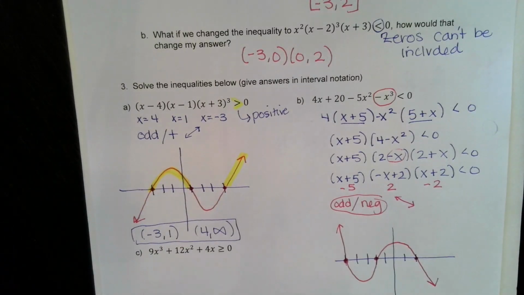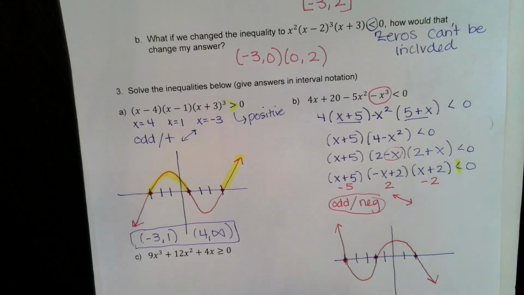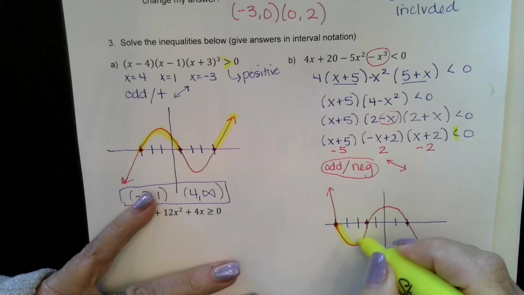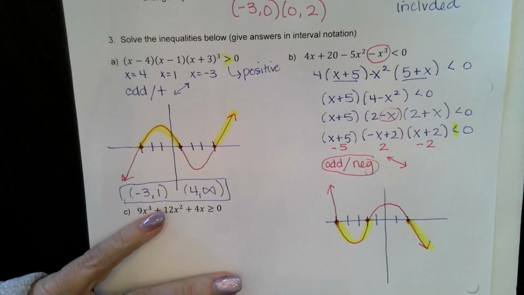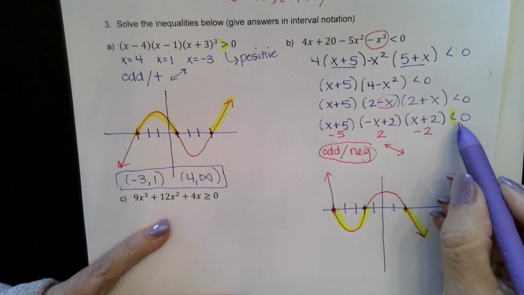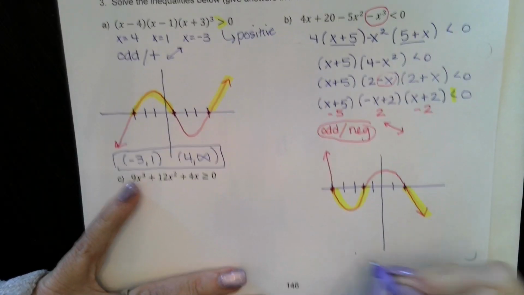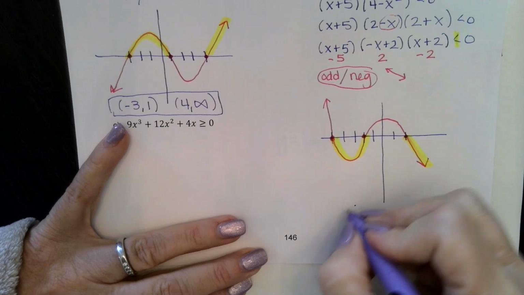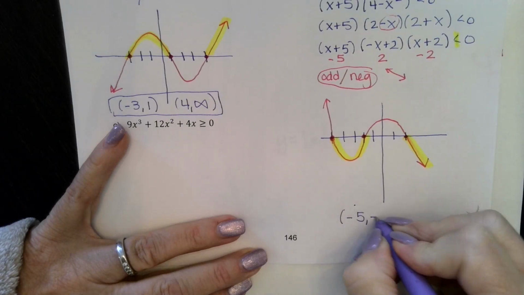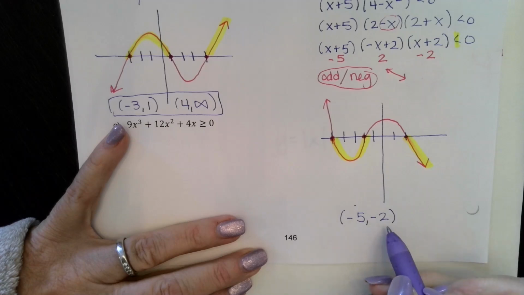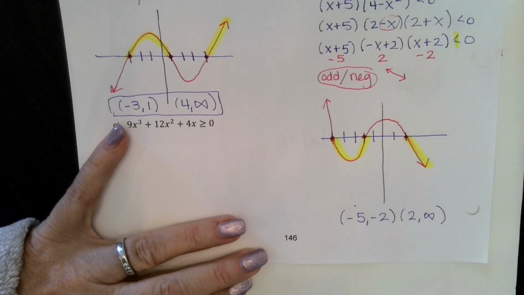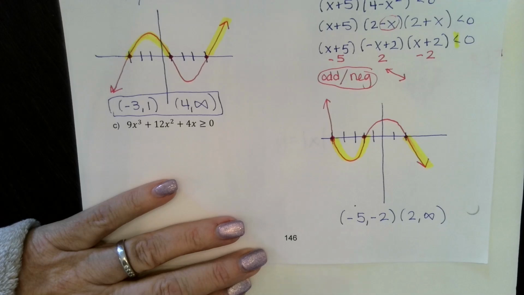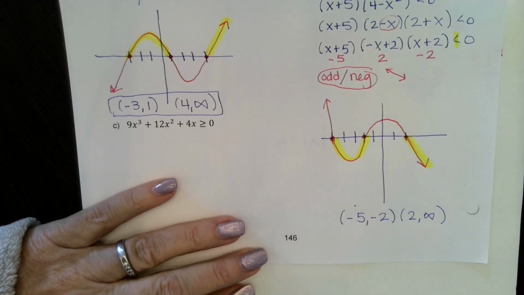Okay, now, what is it asking for? It's asking for less than. So my less than is going to be here and here. Where am I negative on my graph? Okay, it's not equal to, it's just less than. So I'm going to have, sorry, move this up, negative 5 to negative 2, and these are parentheses because it can't equal 0, and then I'm going to have 2 to infinity. Okay, I want you to pause the video and try C, and then I'll do it and we'll come back and talk about it.